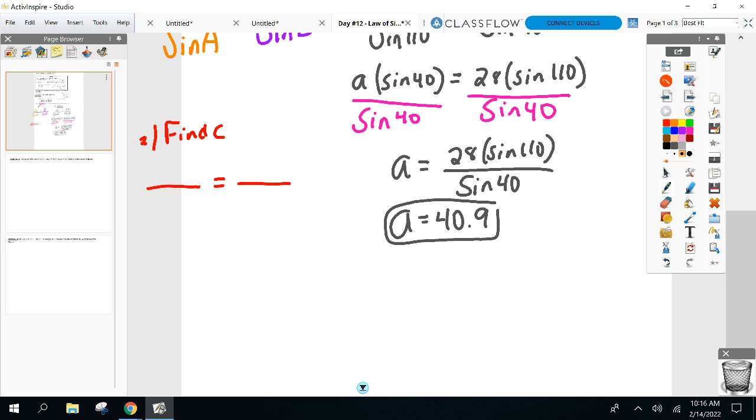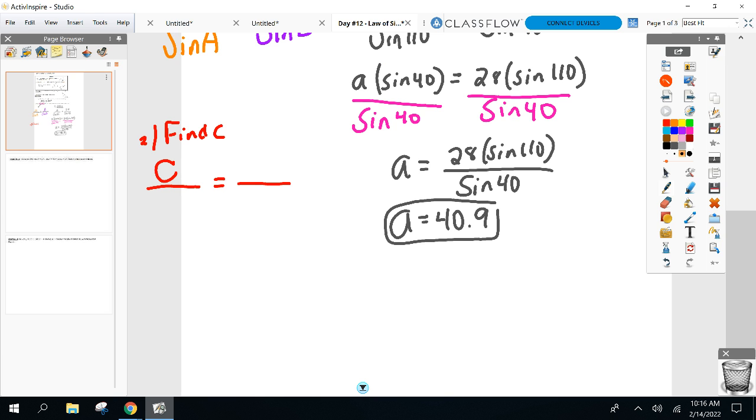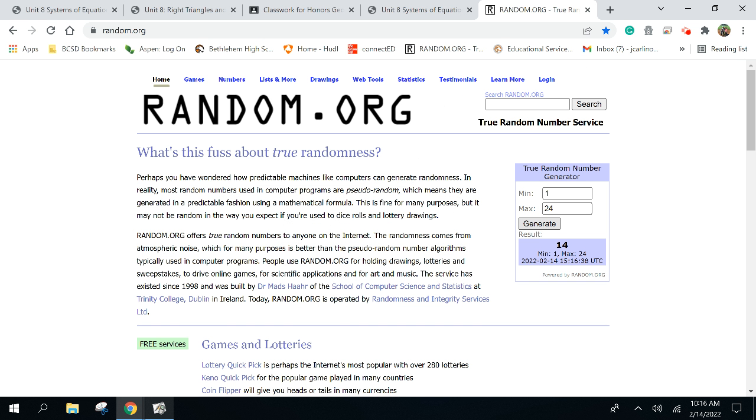Okay, let's start it up. C over, what's the angle across from C? Good thing we found it at the beginning. 21? Nope. 14? Nope.